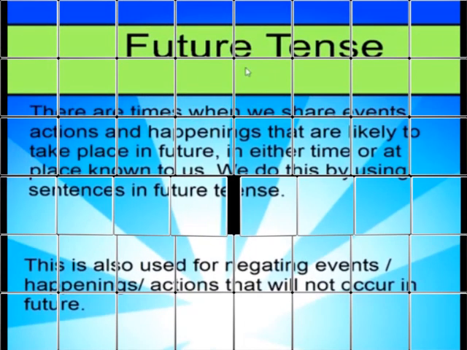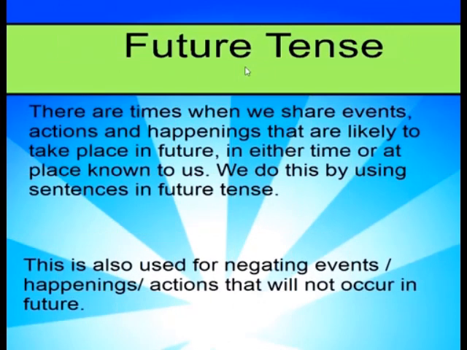First, let's take future tense. Why do we need to use future tense? When we want to share events, actions and happenings that are likely to take place in the future, we do this by using sentences in the future tense. We also use future negative tense for events that will not occur in the future.